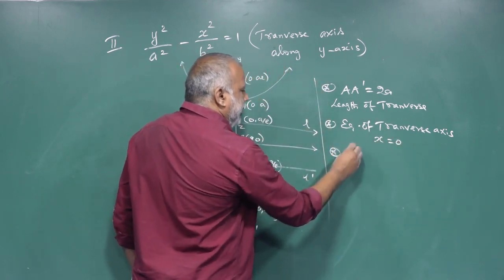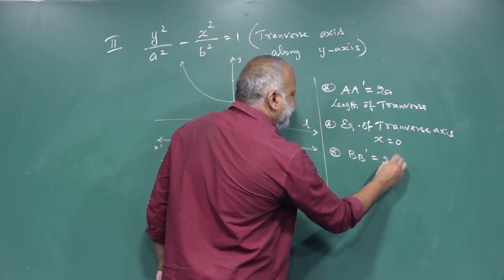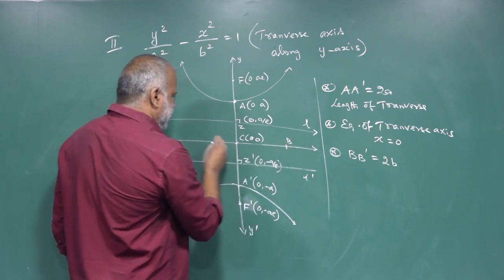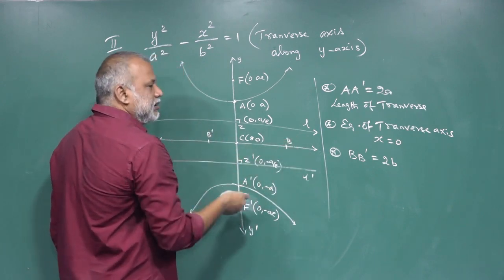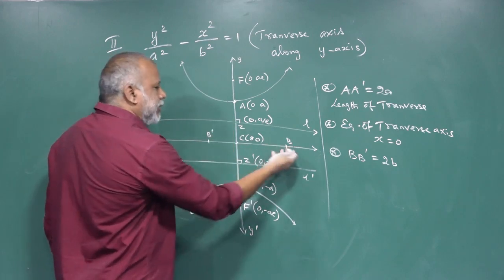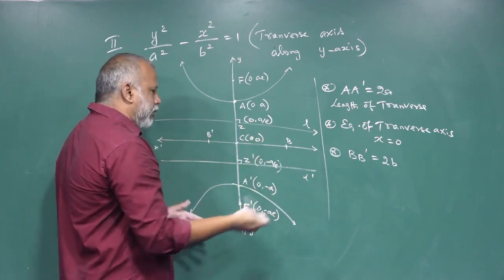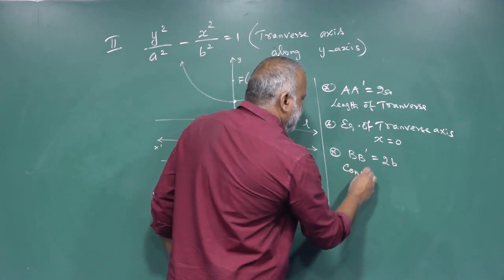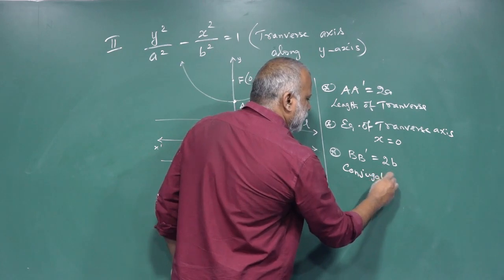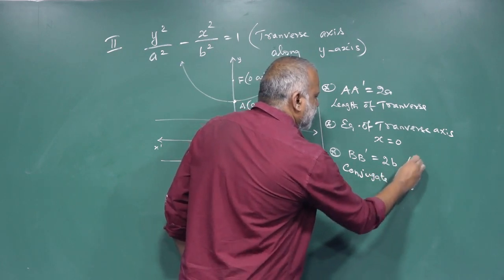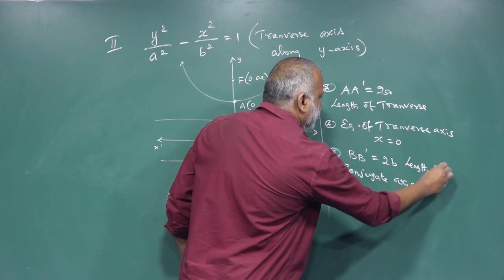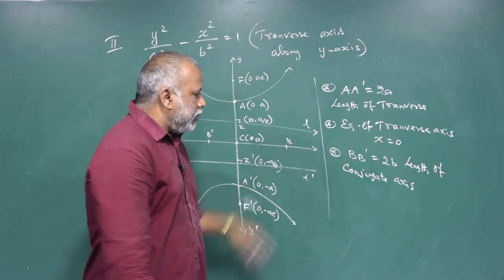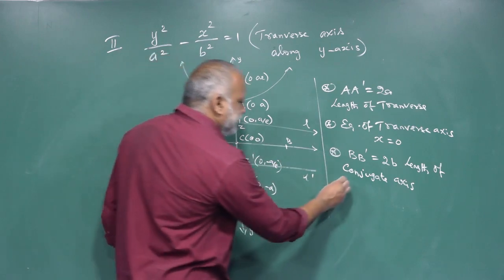Then BB dash equal to 2B. See here, what is the meaning of BB dash? I am just explaining. It is a supporting axis only. It is a supporting length. A dash can have some length, but BB dash is assumed. It is nothing but a supporting one only. This is called BB dash equal to 2B conjugate axis, length of conjugate. Now, what is the equation of conjugate?